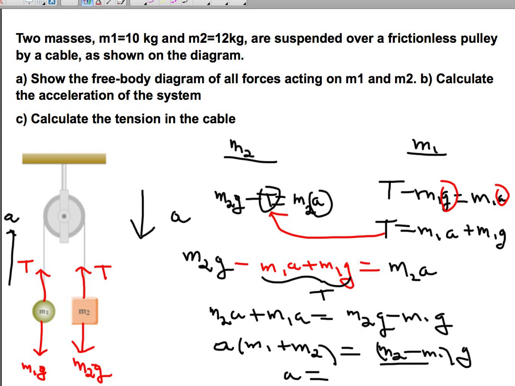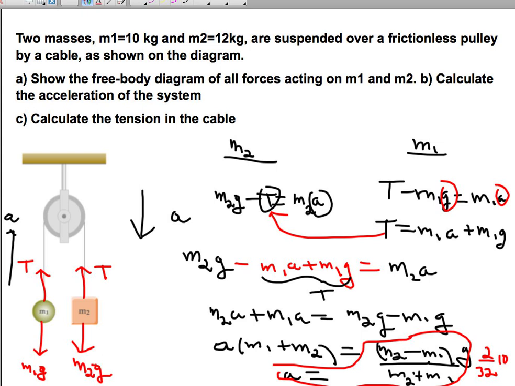And therefore, the acceleration is equal to M2 minus M1 divided by M2 plus M1, times g. It's just the difference between the two masses, which is 12 minus 10, 2, divided by the sum of the two masses, which is 12 plus 10, 22, times g. Let's say g is 10. So it would be 20 divided by 22.